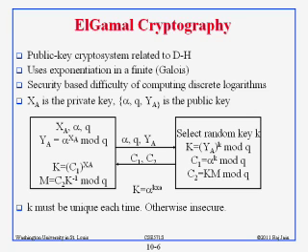M is the message, plain text. So how does the other side get it? Okay. So C1 is alpha raised to k mod q.